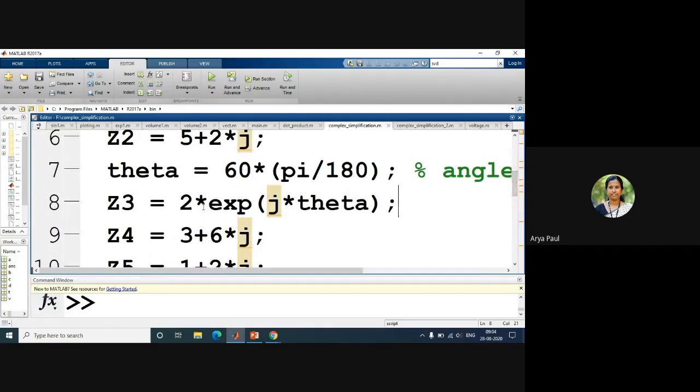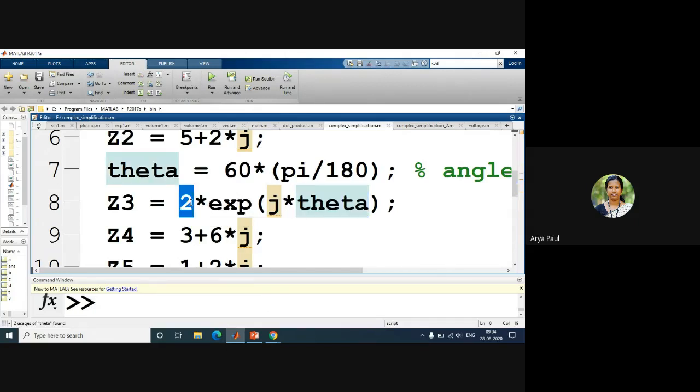How can you represent a complex number? Magnitude times e raised to j theta, where theta is the angle in radians. That is the representation of a complex number in exponential form. So you need to write exp of j times theta, where theta is in radians.